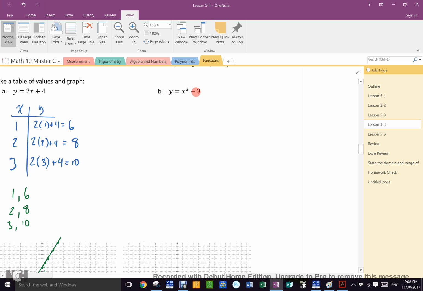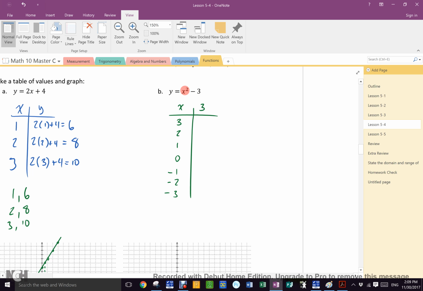Now, just for fun, we're going to graph this. Is this going to be linear? How do you know? It's got an exponent. So we're going to use some numbers this time: 3, 2, 1, 0, -1, -2, and -3. What is 3 squared?